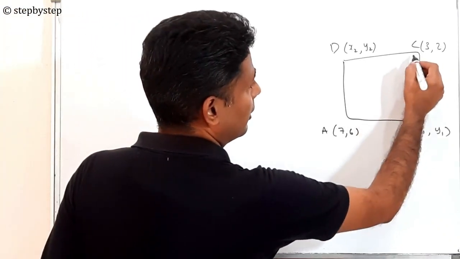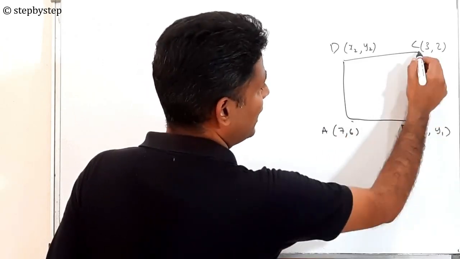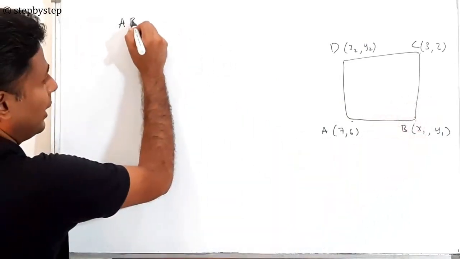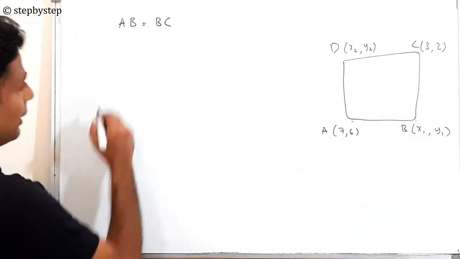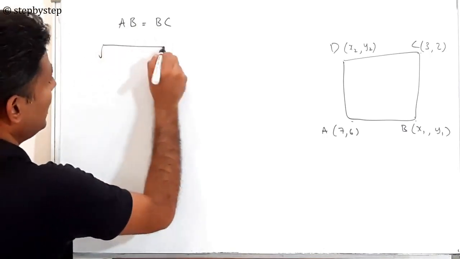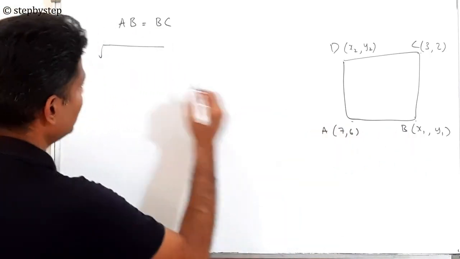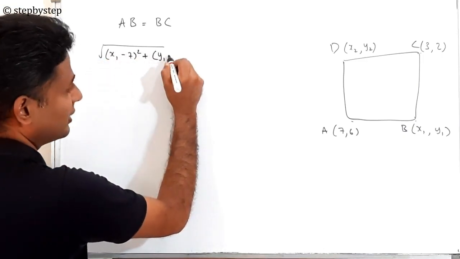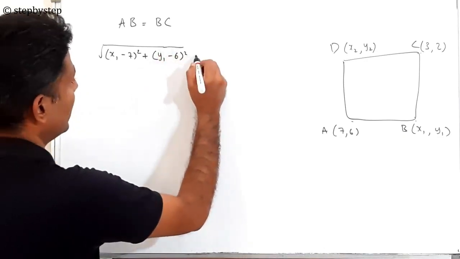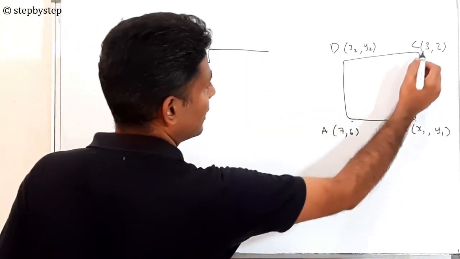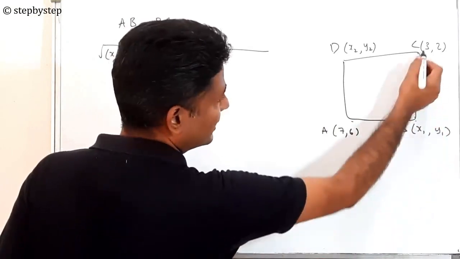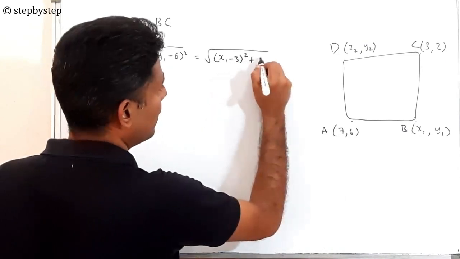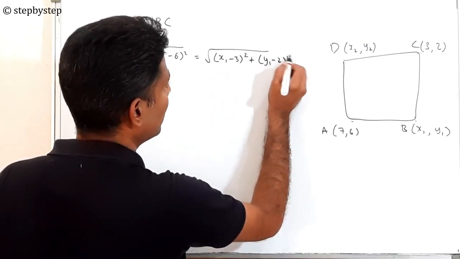Now AB will be equal to BC, right? Because all sides of a square are equal. So we get AB equal to BC. So applying the distance formula for AB, it is root of (x2 minus x1), that is x1 minus 7, square, plus (y2 minus y1), that is y1 minus 6, whole square, equal to root of BC. So I'll take again this as x2, y2 and this as x1, y1. So (x2 minus x1) whole square plus (y2 minus y1) whole square.